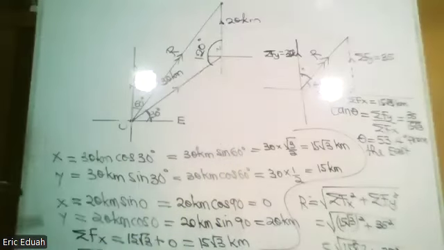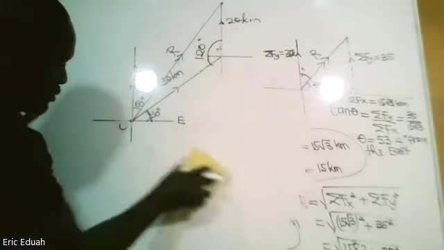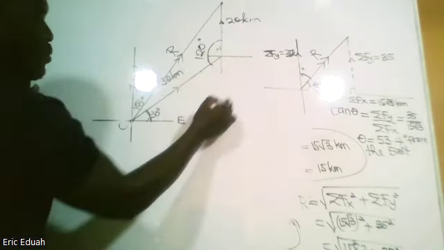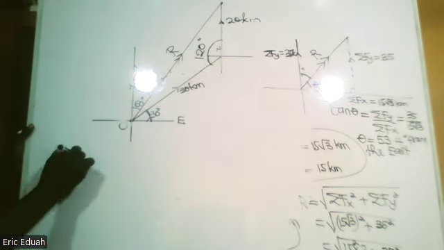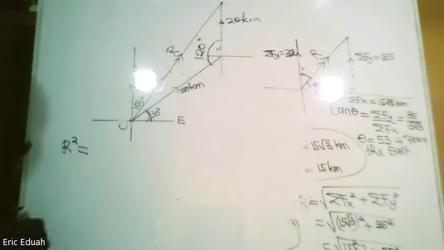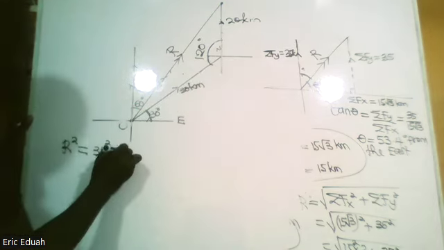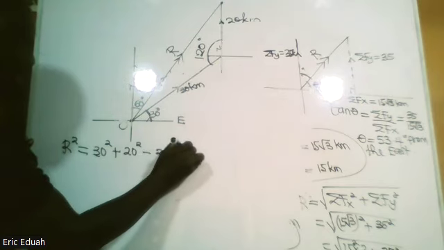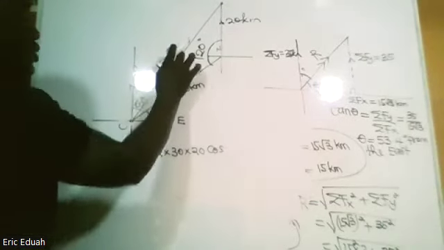R. If this is the resultant, then I can easily use the cosine rule to find the resultant. I have this angle, I have this component, and this component. This is 30 kilometer. So the resultant R squared is equal to 30 squared plus 20 squared minus 2 times 30 times 20 times the cosine of the angle opposite to this, which is 120.